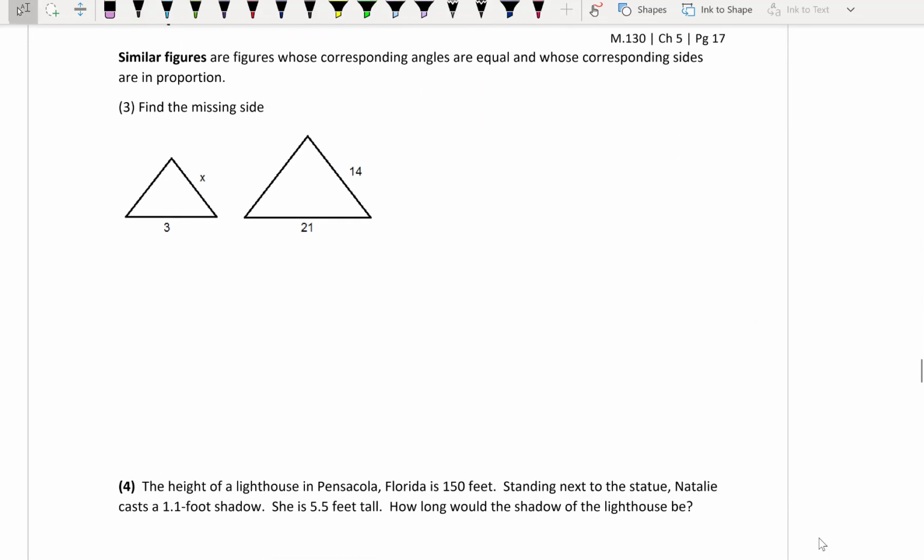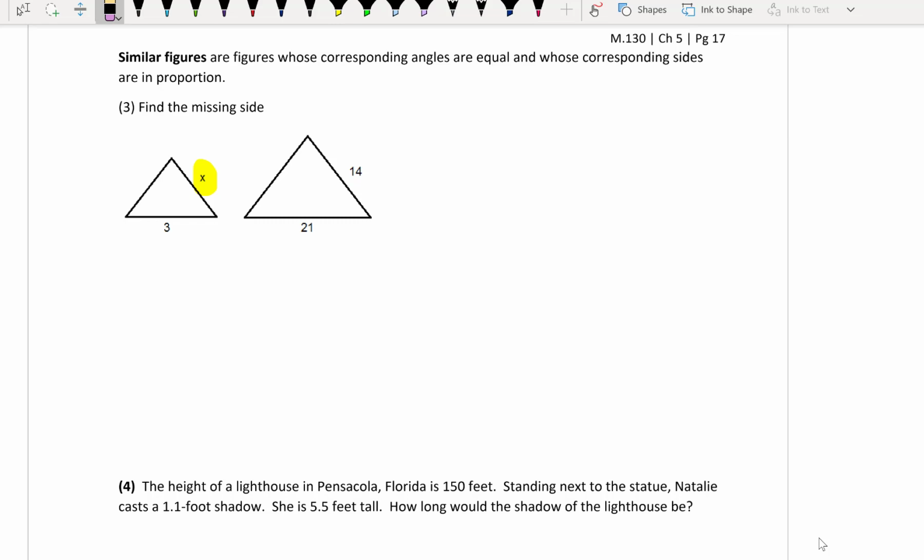All right, so now we have similar figures. Similar figures have corresponding angles that are equal and corresponding sides that are in proportion. So for example, number 3, we want to find the missing side. Well, here, the missing side, let's just call that x. So if that is x, well, on the bigger triangle, that represents my 14.